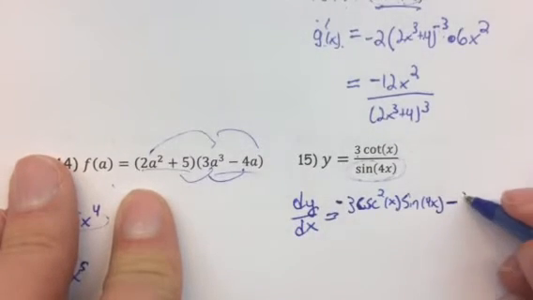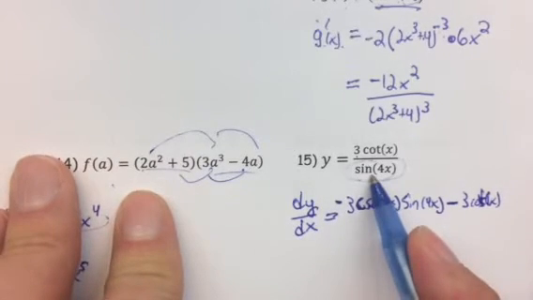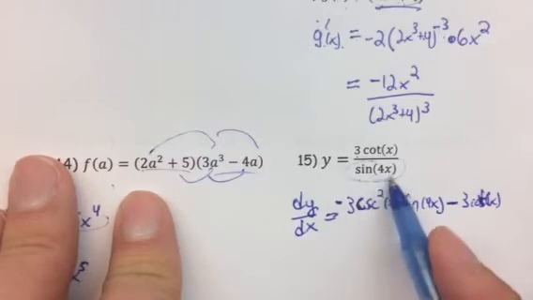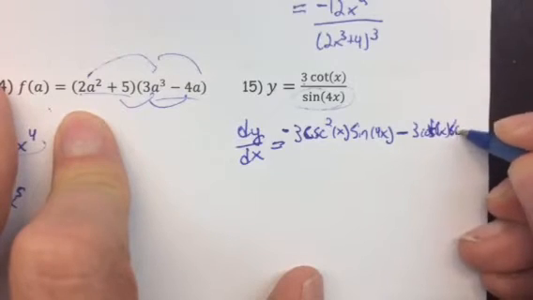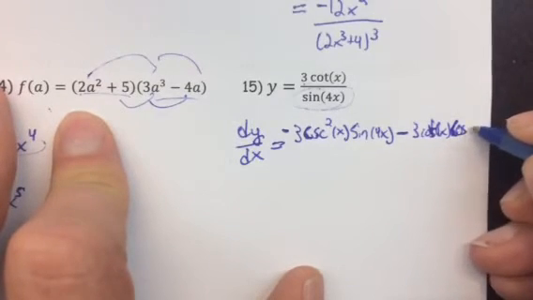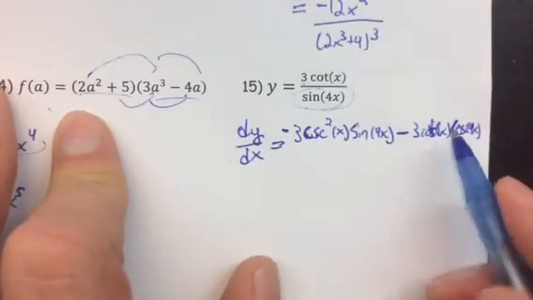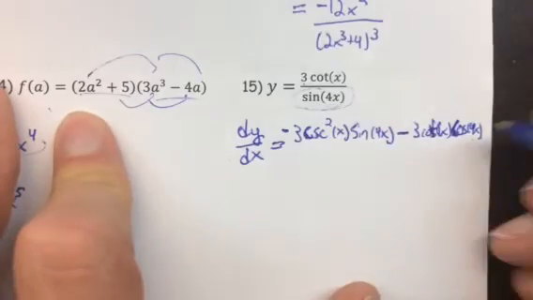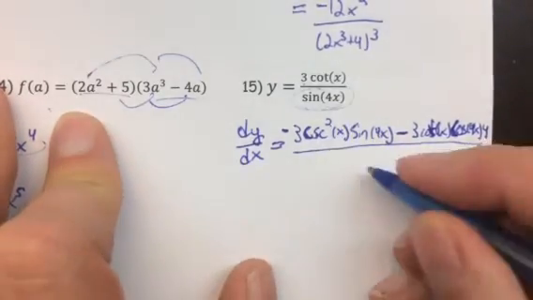So it's the derivative of the top times the bottom, minus, we leave the top alone, times the derivative of the bottom. Now the derivative of the bottom, it's not just sine of x, it's sine of something. There's an inside function. We're going to have to use the chain rule here. So it's times, the derivative of sine is cosine, so cosine of 4x. So it's the derivative of sine with the inside function still inside of it, times the derivative of 4x, which is 4. All divided by the bottom squared.